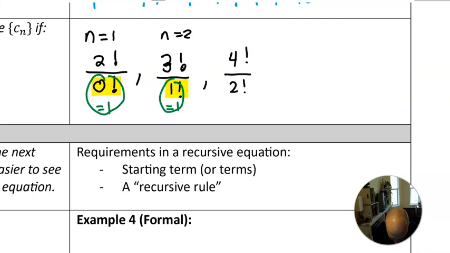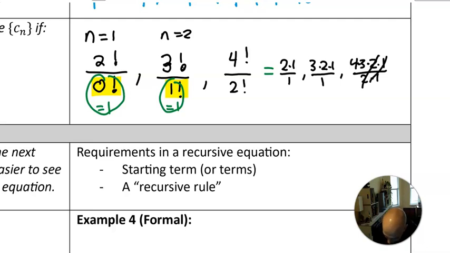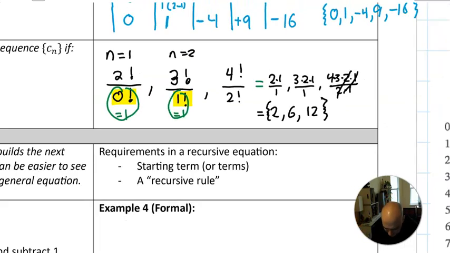So then the first term, if we write it, is just 2 times 1 over 1. The second term is 3 times 2 times 1 over 1. And the last term is 4 times 3 times 2 times 1 over 2 times 1. And look what those will reduce out. So our terms are going to be 2, 6, 12. So you probably will have to do some sequences with factorials. Don't get scared, don't get upset. They're just one of the math expressions that finds its way into sequences from time to time.